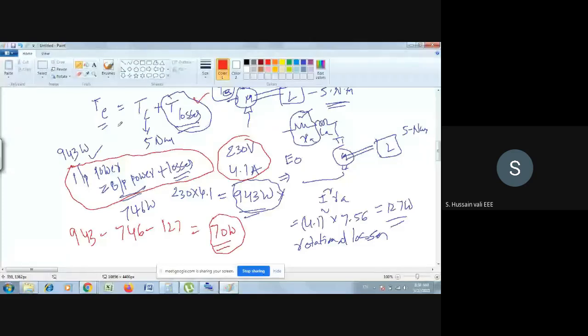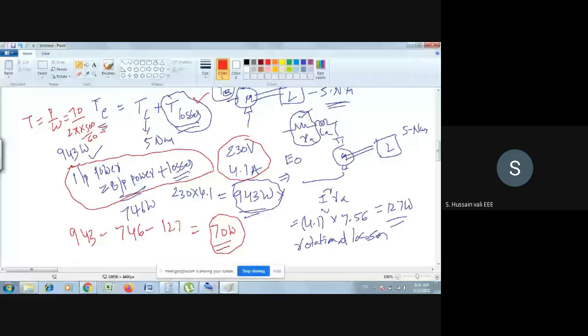So now how do you find out the torque? If you know the power, we can easily find out the torque. What is the formula for the torque and the power? T is equal to P by omega. This is the formula. So P is 70. What is omega? 2 pi n by 60, in the sense 2 pi into 500 rpm by 60. We will use this, then we will get the value of torque.